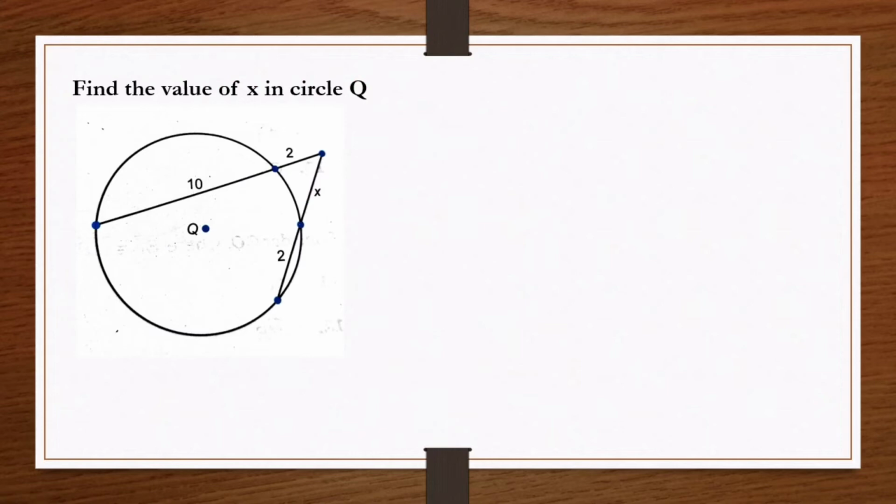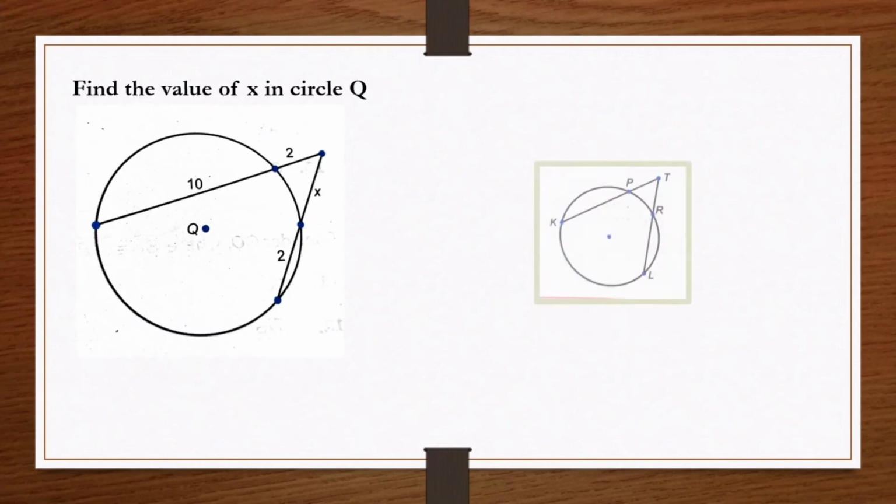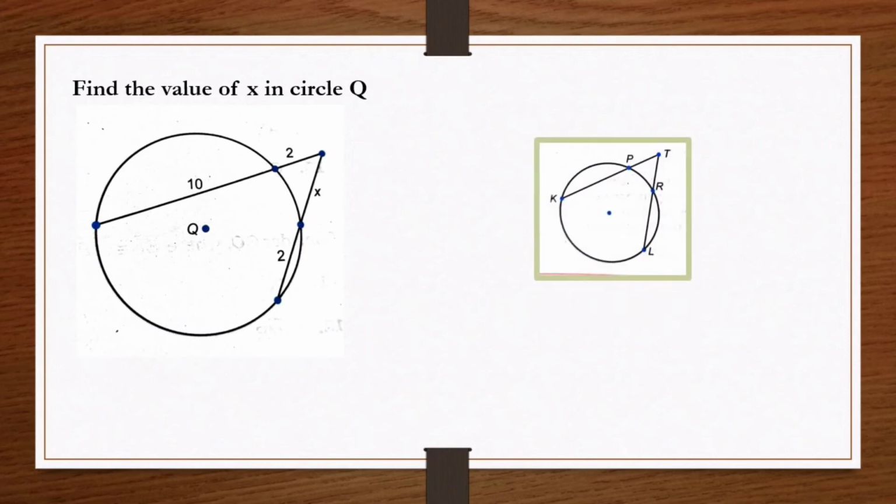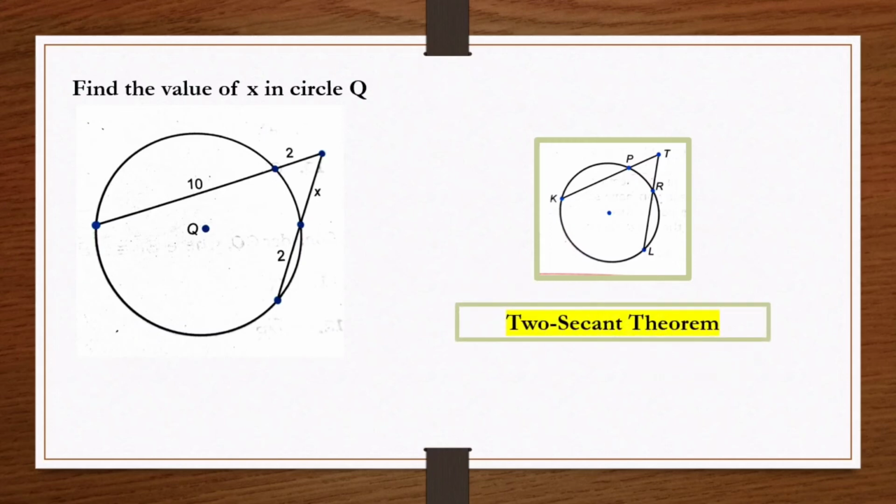Okay, so for an example, we are asked to find the value of x in circle Q. So I will not show you the process anymore in here, but do you recall what theorem we can apply in this problem? Okay, very good. So that figure is just the same with the two-secant theorem figure that I have presented a while ago. So you have to use the formula and make that formula as a model for you to answer and to find the value of x in circle Q.